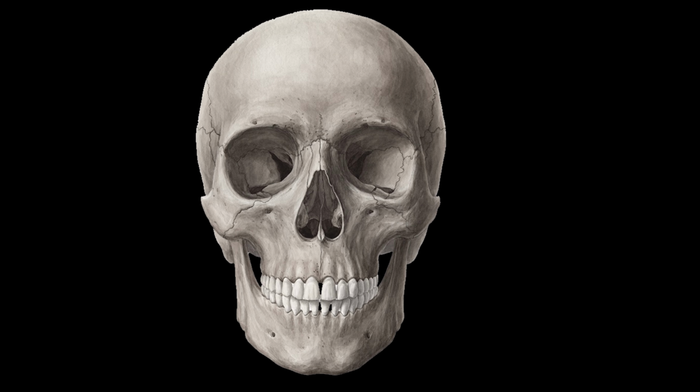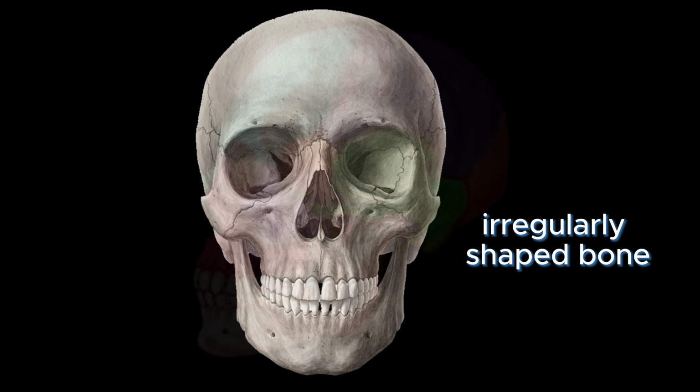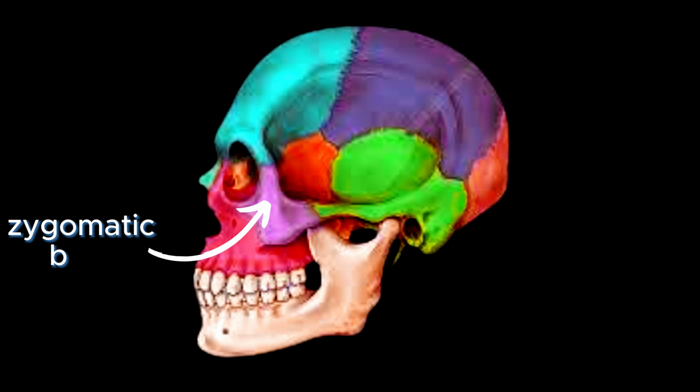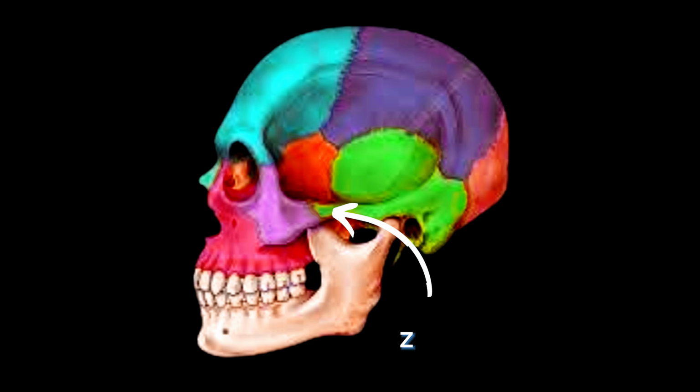Now let's talk about the facial bones. They include the zygomatic bone, the maxillary bone, the mandibular bone, part of the frontal bone, and the nasal bones. The zygomatic bone. The zygomatic bone is an irregularly shaped bone. It is often referred to as the cheekbone. The zygomatic bone also contributes to the formation of the zygomatic arch.